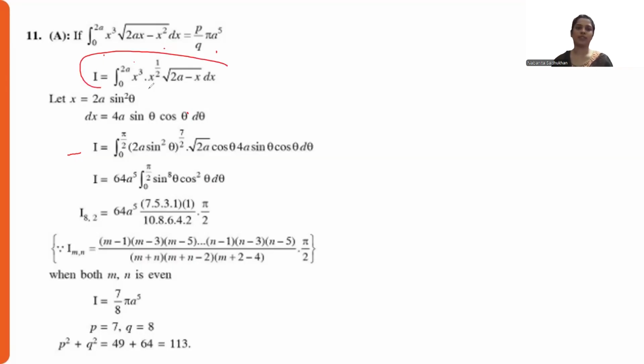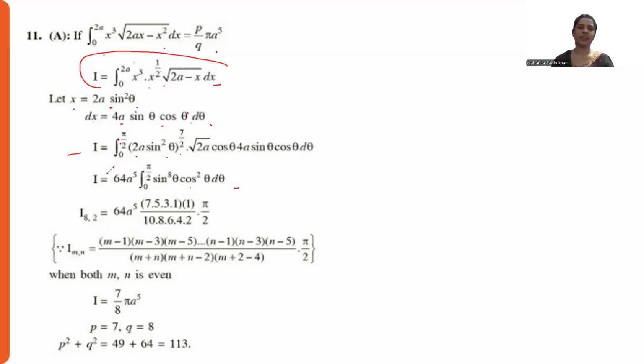Integration 0 to 2a x cube x to the power half, root over 2a minus x dx. Now we consider x to be 2a sine square theta. The dx will be what? 4a sine theta cos theta d theta. So our I is going to be integration 0 to pi by 2 of (2a sine square theta) to the 7 by 2 into root 2a cos theta into 4a sine theta cos theta d theta. So I is what? 64a to the power 5 integration 0 to pi by 2 sine 8 theta cos theta d theta.